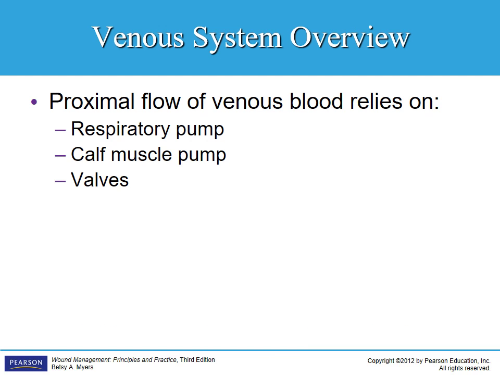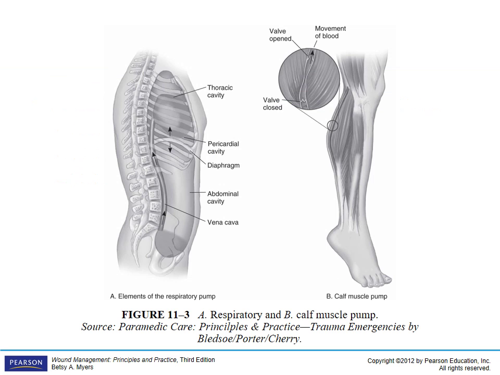All right, so the proximal flow of venous blood, so getting it from distal to proximal, relies on the respiratory pump, the calf muscle pump, and the valves. I said it just last slide, those valves become very important when we talk about venous insufficiency, and so we'll talk about that in a little more detail. So the respiratory and the calf muscle pump is such that distally, when you pump the calves, the valve opens. There's a movement of the blood, and it goes from one section to another.